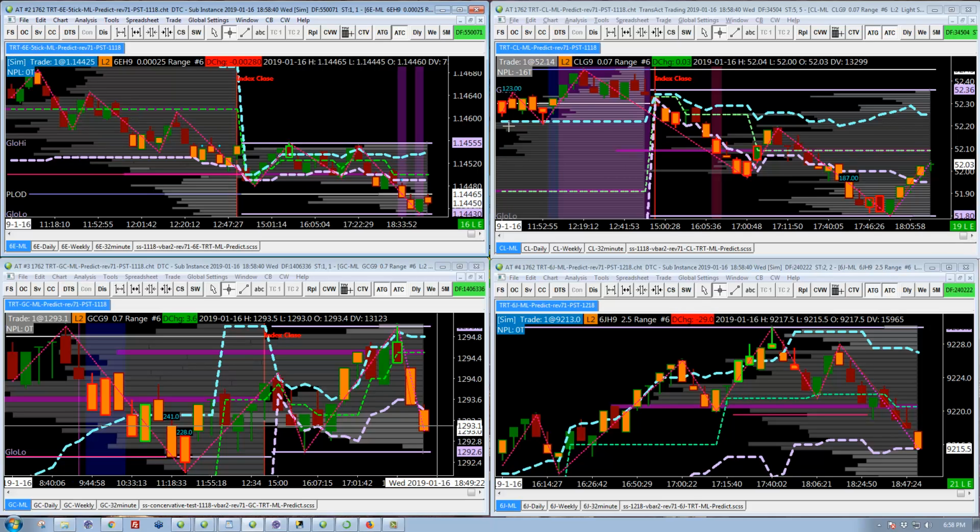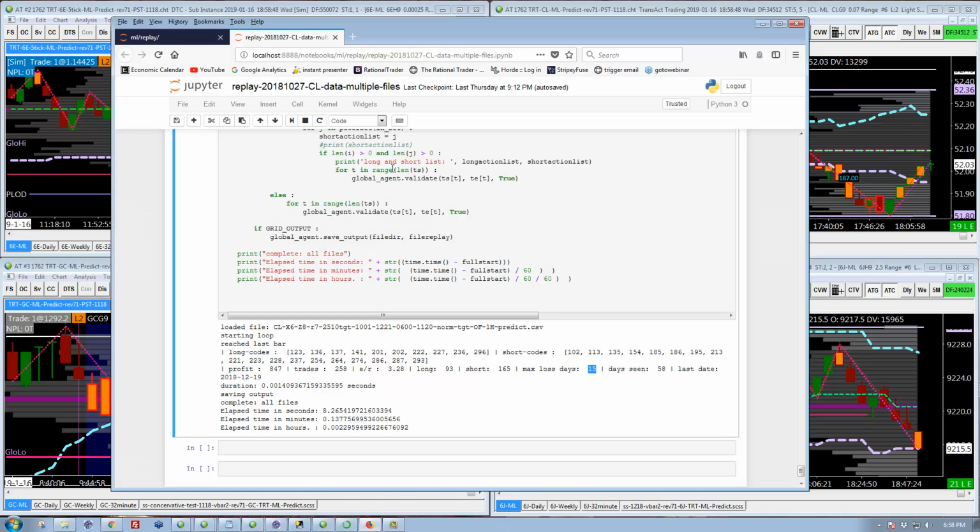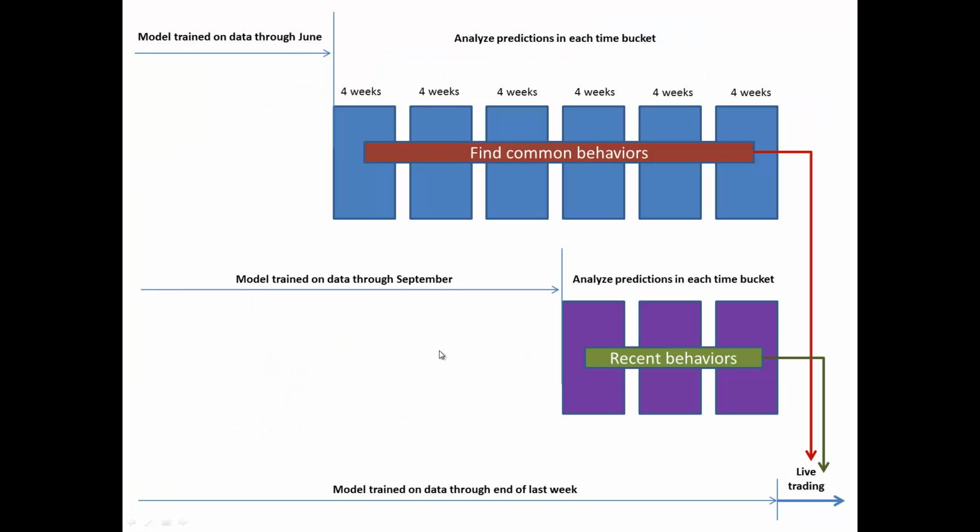Now, let's look at oil. First, let's look at the analysis. Let's remember how this is built. In fact, let me pause because I didn't bring that up. I don't have it prepared. Hold on. Okay, so what we're doing is we take a model architecture, and we give it data through, in this case, the end of September, and we train the model on that data. And then we use that model once it's finished. It takes a couple days.